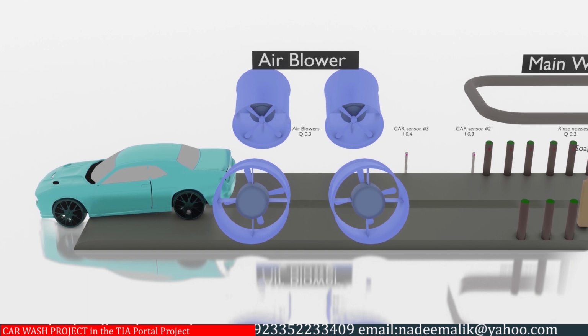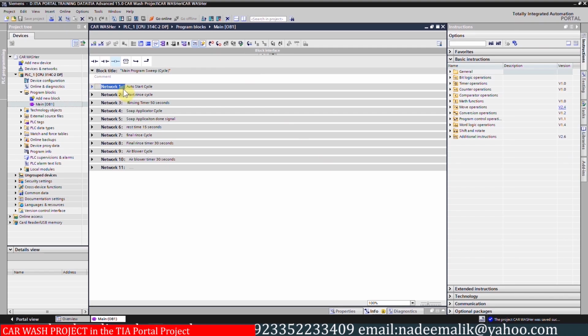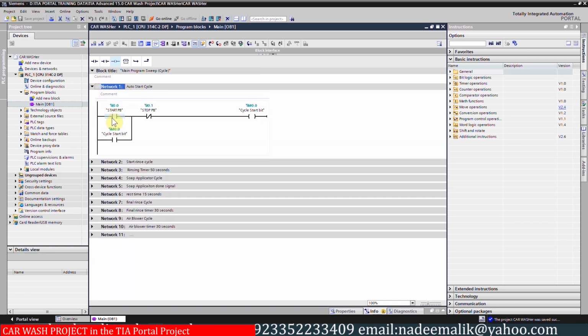Now let's see the programming for today's car wash project. In network number 1, we have the logic to start the cycle. We have a start push button I0.0. Whenever we turn on this start push button, it will turn on the cycle start bit M0.0. We have a stop push button I0.1. When we press this stop push button, it will turn off our cycle start bit M0.0.